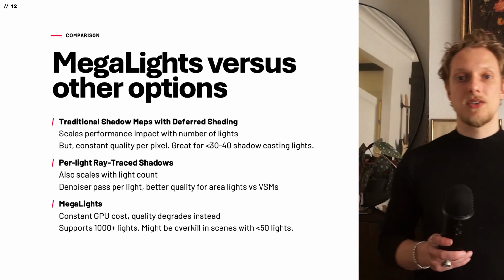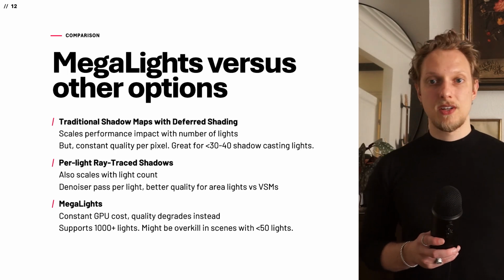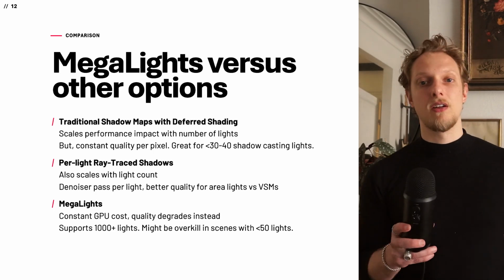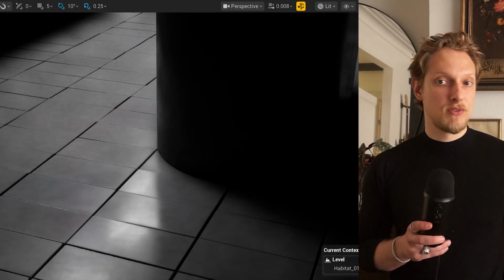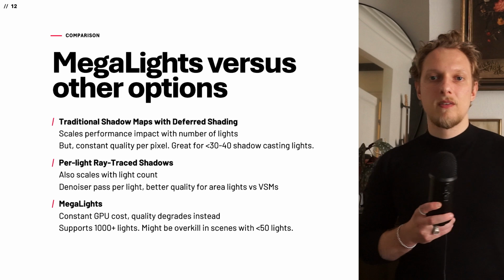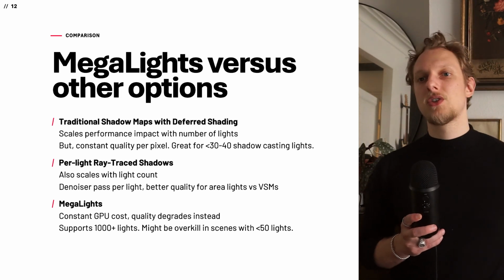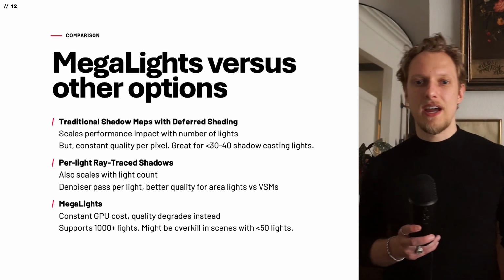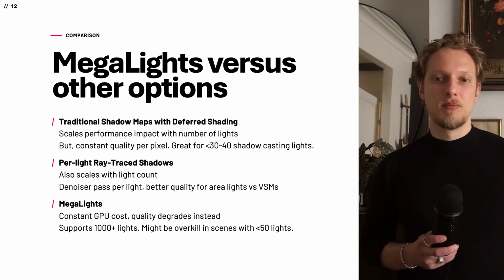MegaLights has a constant GPU cost, but the quality degrades instead of the performance. MegaLights supports over 1,000 shadow casting dynamic area lights on current gen consoles without tanking your performance. And on top of all that, it enables physically correct soft area shadows that contact harden naturally near the shadow caster. The breakpoint where MegaLights wins over the classic pipeline is roughly when your scene starts to exceed 50 shadow casting local lights. Below that, the overhead of the stochastic pipeline may actually not pay off. Above that, MegaLights tends to be strictly better.